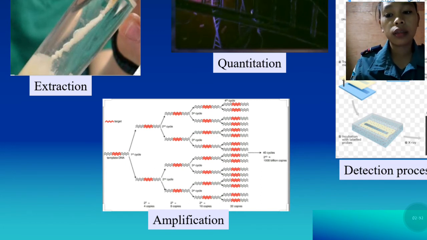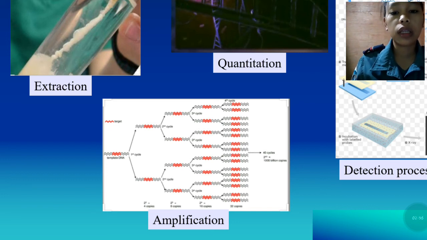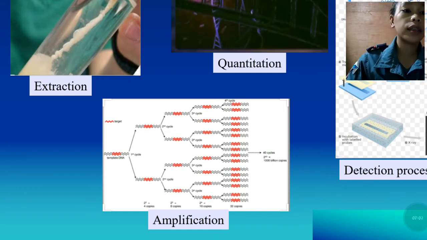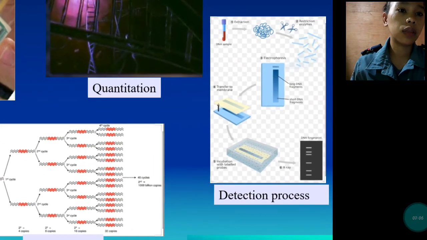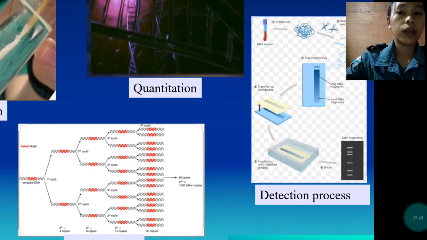Fluorescent tags are placed on regions of the DNA which will be used in the last steps. And detection process naman, ito, DNA is separated and passed through a laser.